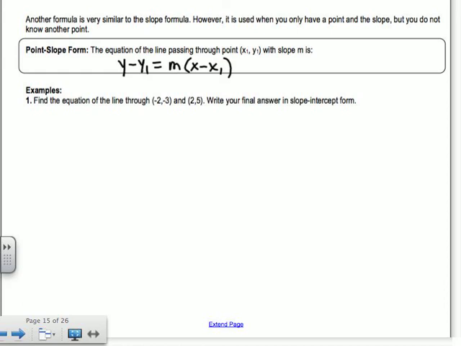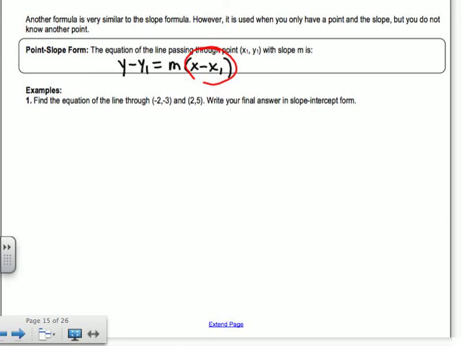Do you guys see how it's really similar to the slope formula? Because if you took this whole chunk here that I'm circling and divided it over, you'd have y minus y1 over x minus x1 equals m. Looks almost like the slope formula, you're just missing those subscripts that you had before. Makes sense? So that's how you can kind of memorize it. It looks like the slope formula.